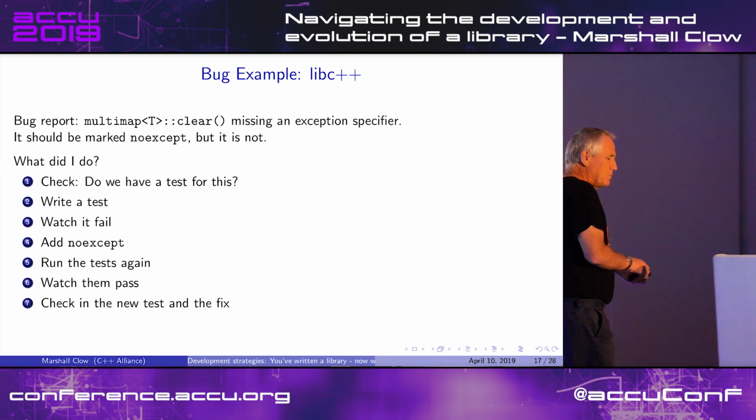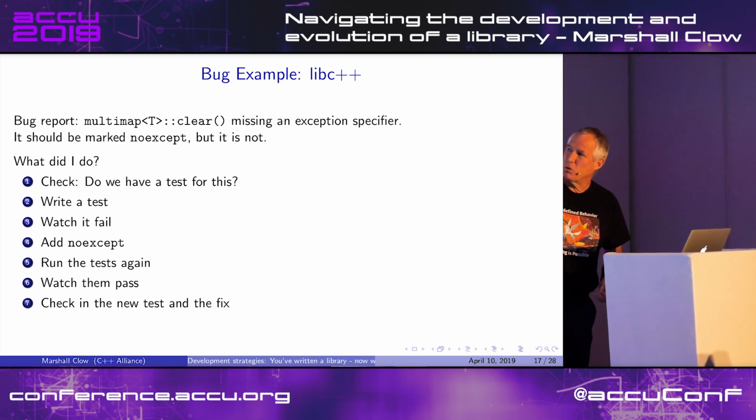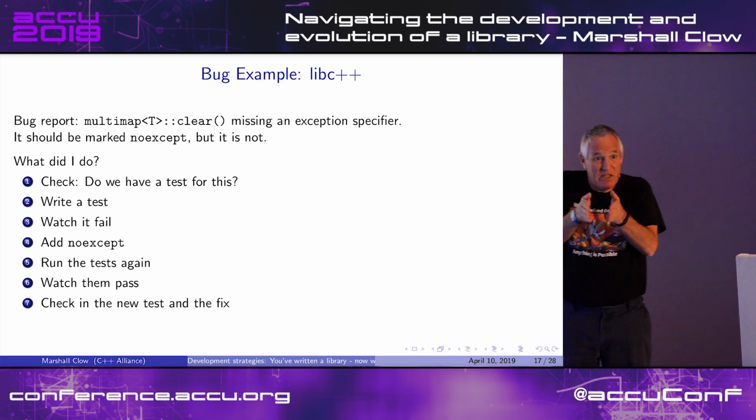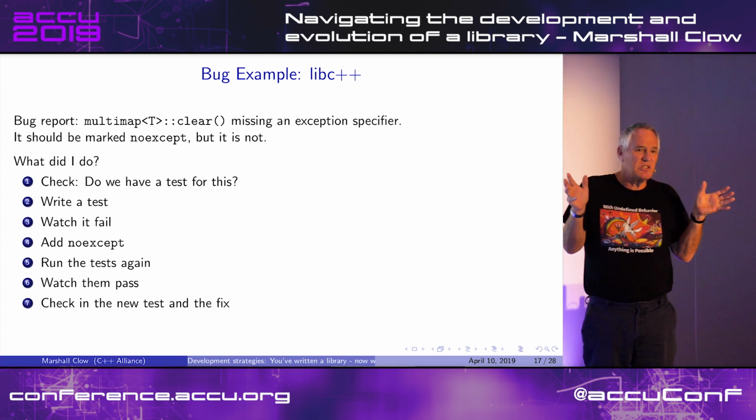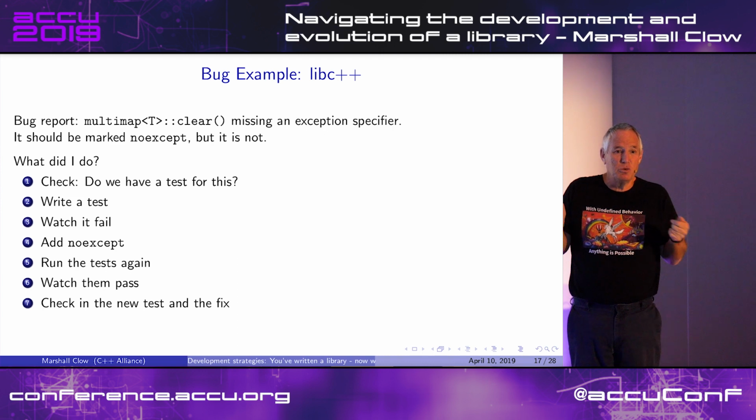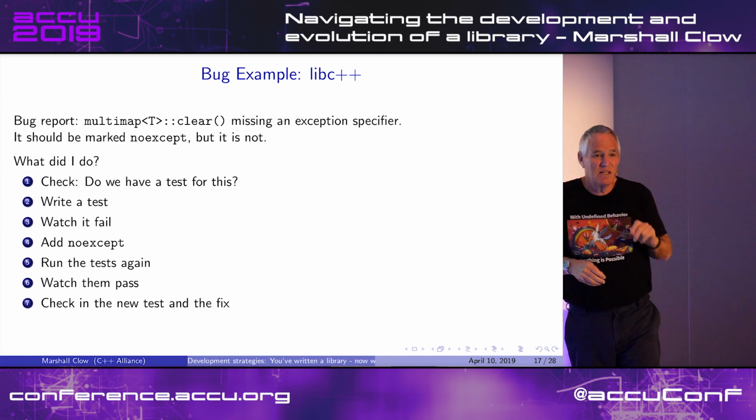So when you are tracking down a bug report, try not to have this laser-like focus. Step back, look around, and say, is this a common class of bugs? Do we have tests for this? Yes? So I have a question.